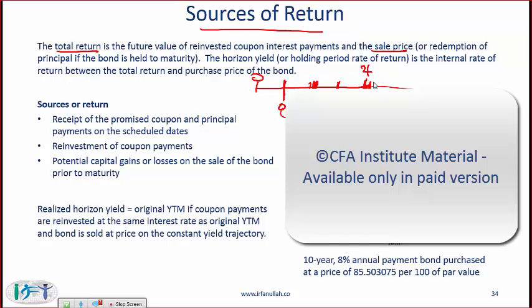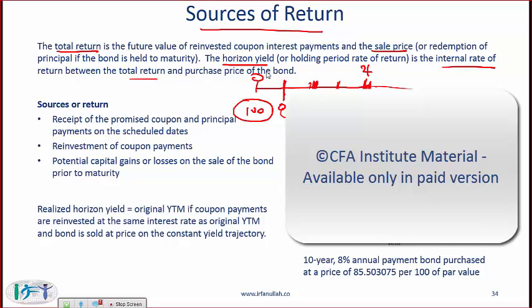Let's say when you do all this, over here you have $120 from selling the bond and from all the coupons that you received during the life of this investment. And let's say that the initial amount that you spent, the purchase price, was 100. Then the horizon yield is the internal rate of return between the total return of 120 and the purchase price of the bond. So it's a fairly straightforward concept.